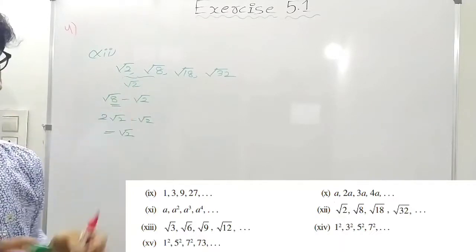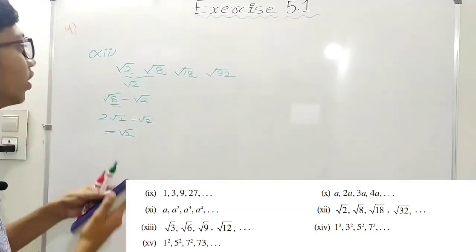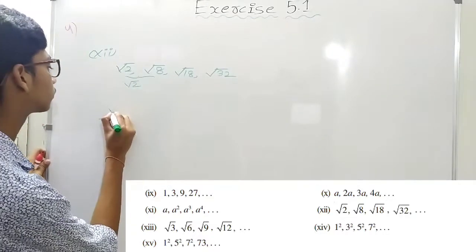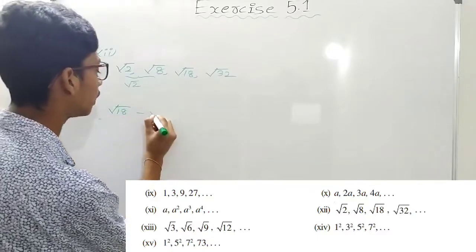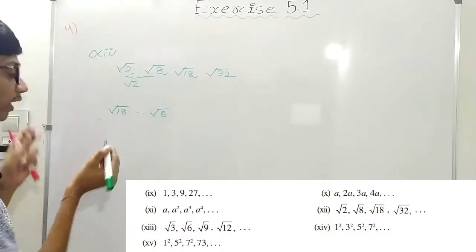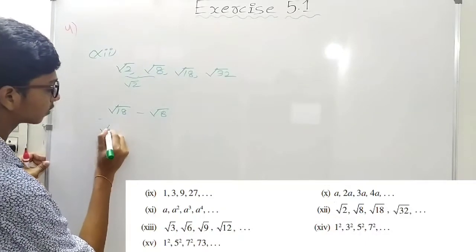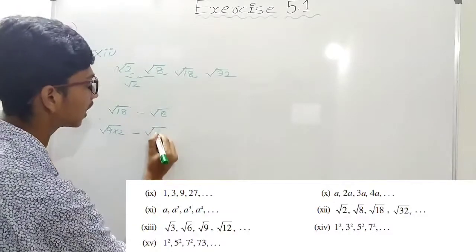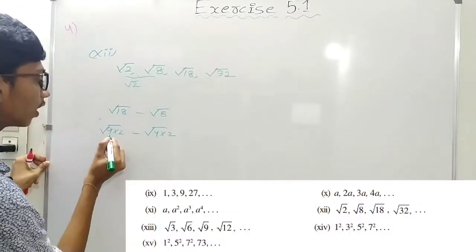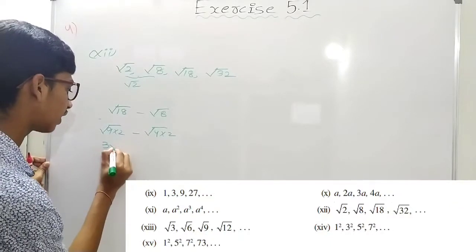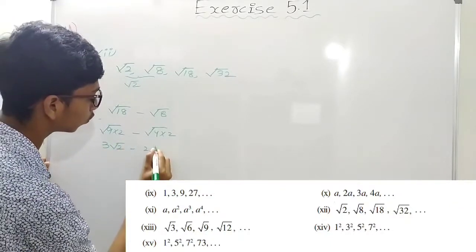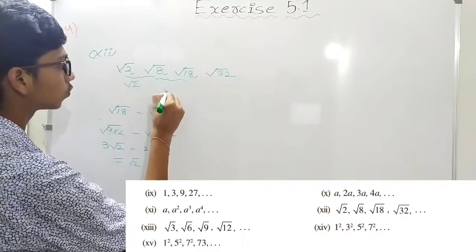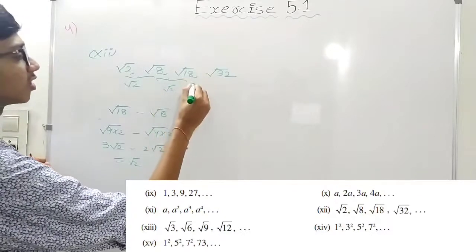And root 18 minus root 8. In the same way, root 18 minus root 8. Root 18, let's write 18 as 9 into 2, and this is root 2. At the same time, we have written in the last term 4 into 2. Root 9 is 3. So we can write it as 3 root 2 minus 2 root 2, which is root 2. Here also the difference is root 2. And for the last term, the difference will also be root 2.